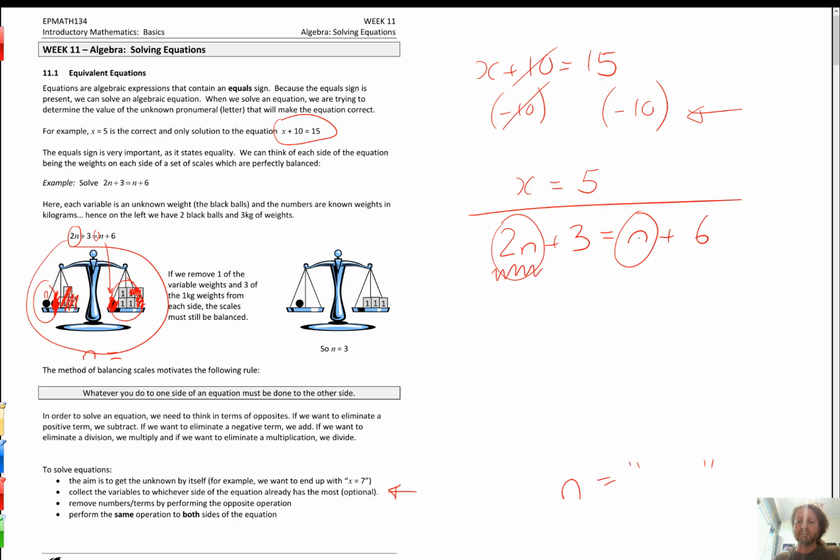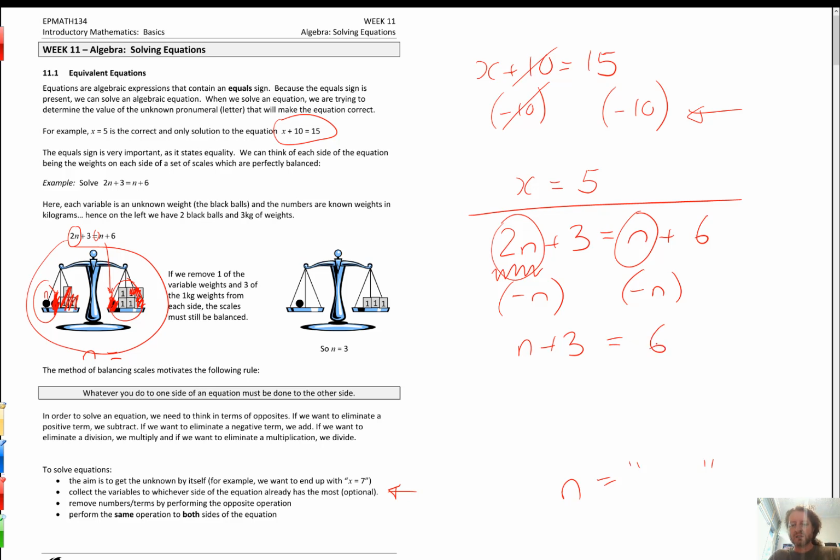How do I remove an n? If a rock is sitting there, what do I do? I subtract it. I take it away. If I want to move a rock, I take it away. If I want to remove an n, I'll take it away. So I'm going to take an n away from that side, and I've got to do the same to both sides. So the left was 2n plus 3, but I've taken an n away, so now it's only n plus 3. On the right, it used to be n plus 6, but I took the n away, so now it's just plus 6.